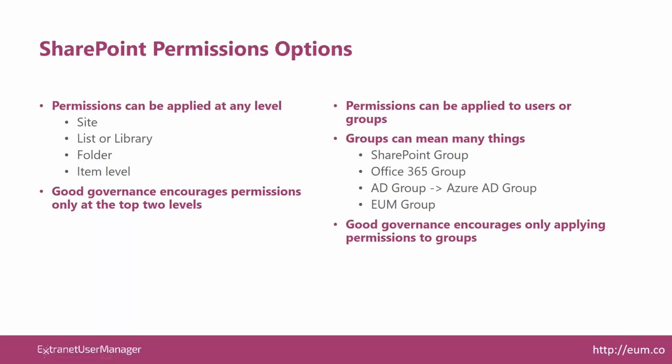Generally, what we encourage is apply it at the top two levels. Either create a site that everybody has access to, or a list or library within that site. When you get into item level permissions, it starts to get a little hairy and can get out of control from that point of view. I'll show you some exceptions and examples in what we're going to be showing in a minute.